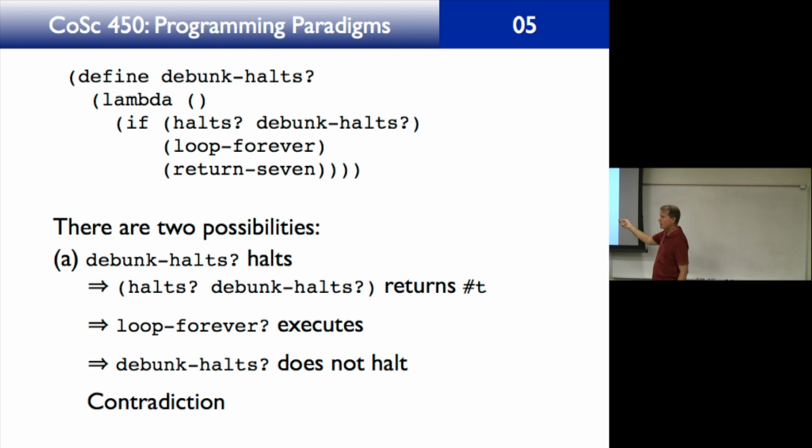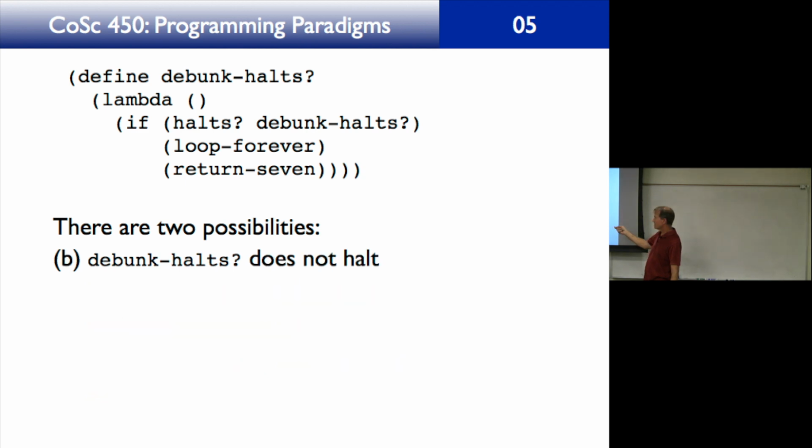If we assume that halts could be written, by the way, this is just the first possibility. This is possibility A. If we assume that halts could be written, was written, then this debunk halts proves mathematically that it leads to a contradiction. Actually, let's come back to that question. What's the other possibility? Maybe we just did not consider the two possibilities. Maybe if we consider the second possibility, we'll have some consistency. What is the second possibility? The second possibility, B, is going to be what? Does not halt.